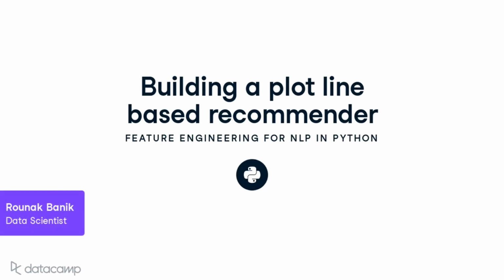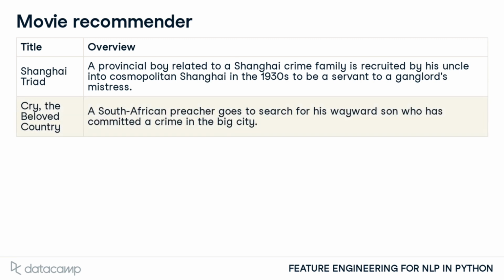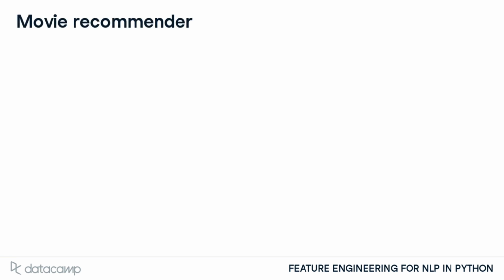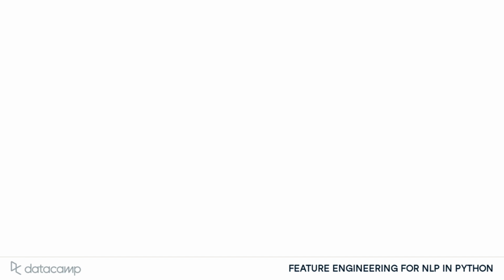In this lesson, we will use TF-IDF vectors and cosine scores to build a recommender system that suggests movies based on overviews. We have a dataset containing movie overviews. Here, we can see two movies, Shanghai Triad and Cry the Beloved Country, and their overviews. A task is to build a system that takes in a movie title and outputs a list of movies that has similar plot lines. For instance, if we passed in The Godfather, we could expect output like this. Notice how a lot of the movies listed here have to do with crime and gangsters, just like The Godfather.